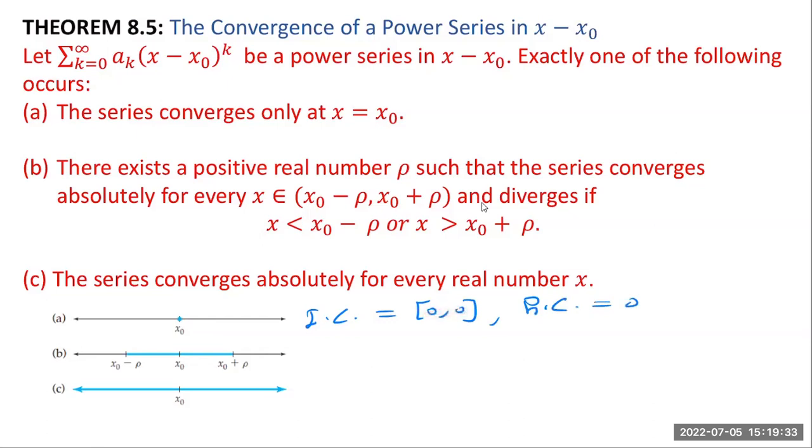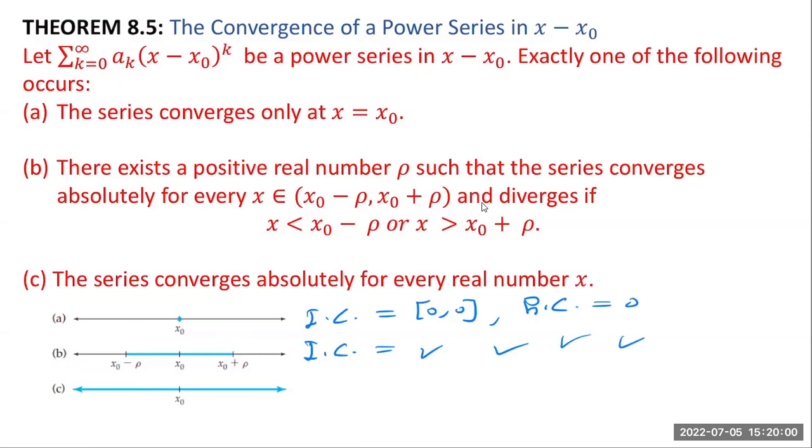And then for the second one, you have several possibilities for the interval of convergence. It could be the open interval, or it could be one side closed and one side open, or this side open and this side closed, or both sides closed. So there are four possibilities. I'm not going to write down those four possibilities, just like what we had in the previous case.